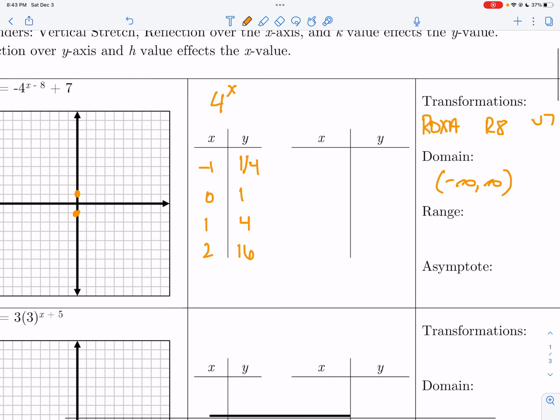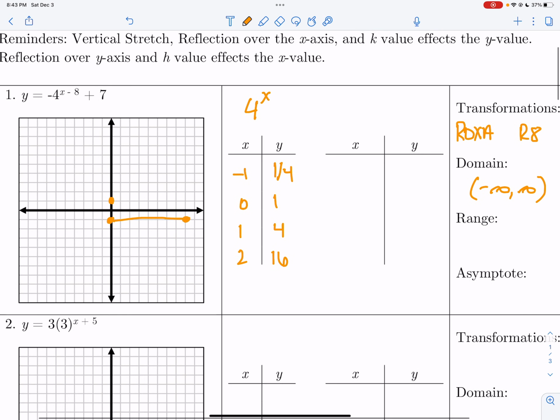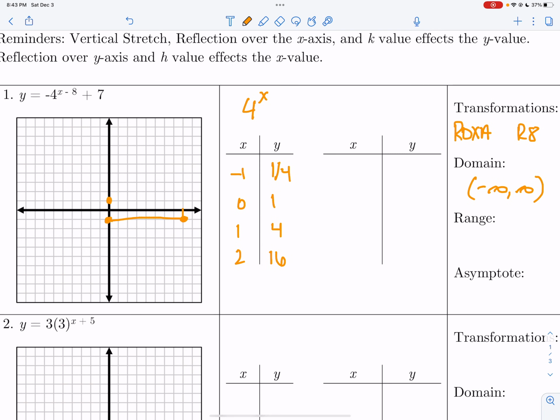And then I'm going to go right 8 units. And then I'm going to go down, not down, up 7 units. So 1, 2, 3, 4, 5, 6, 7. And this is now my new point. And all I did was just use my transformations.